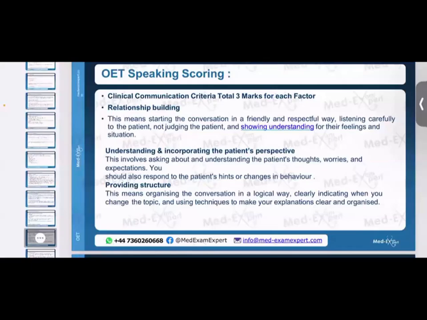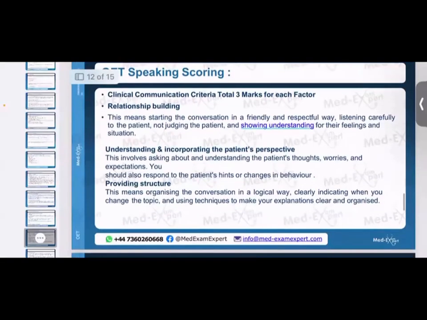The thing is, you have to start building your relationship with the patient. If the patient is speaking, let him speak, let her speak. Don't intervene in the conversation. It will give an impression that, okay, the doctor is very keen on listening to his patient. Next, understanding and incorporating the patient's perspective.